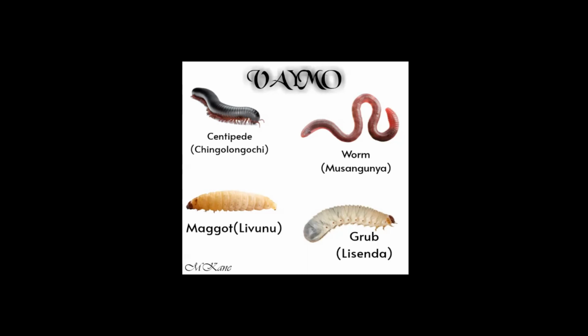Okay, so grab the sender, masenda, that's the plural form. Livunu, mavunu as maggots. Centipede, chingolongochi, plural vingolongochi, that's vi, vingolongochi. Wem, musangunya, plural misangunya as plural form. Okay.